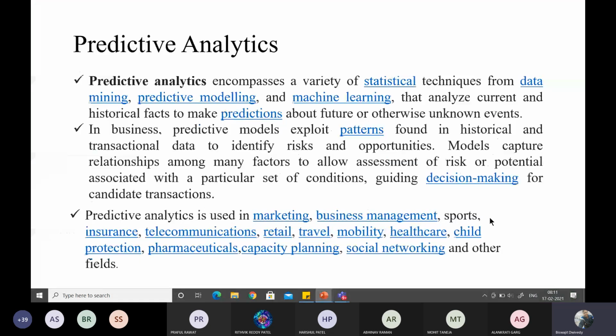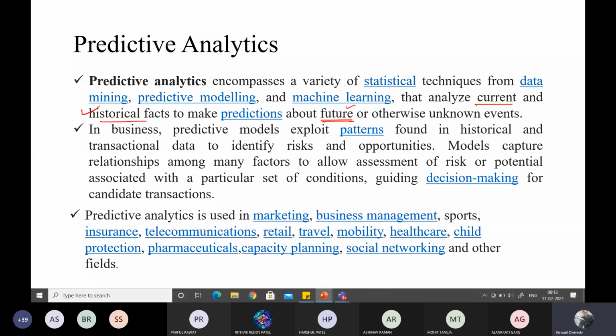Let me maximize this one. You can see in this slide it is written that predictive analytics encompasses a variety of statistical techniques from data mining, predictive modeling, and machine learning that analyze current and historical facts to make predictions about future or otherwise unknown events. The data we are collecting give us information about the present scenario and some past scenario or historical facts. We will be analyzing our current and historical facts to make predictions about the future situation, which may be a future event or any unknown event.